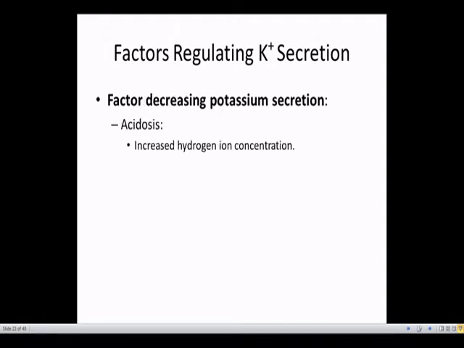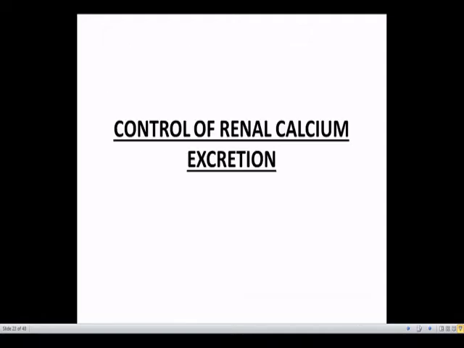On the other hand, one factor that decreases potassium secretion is acidosis, meaning increased hydrogen ion concentration. Now let's study control of renal calcium excretion.